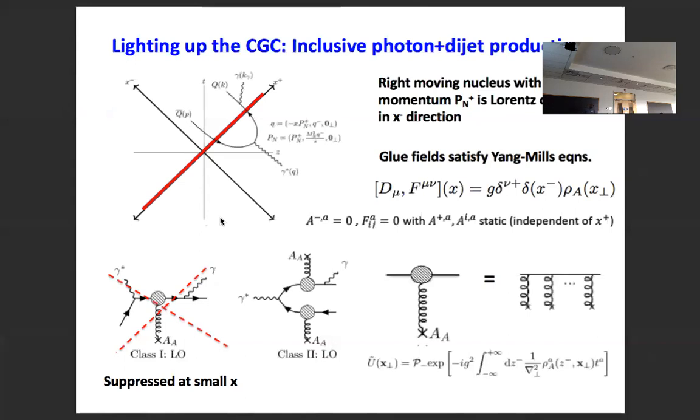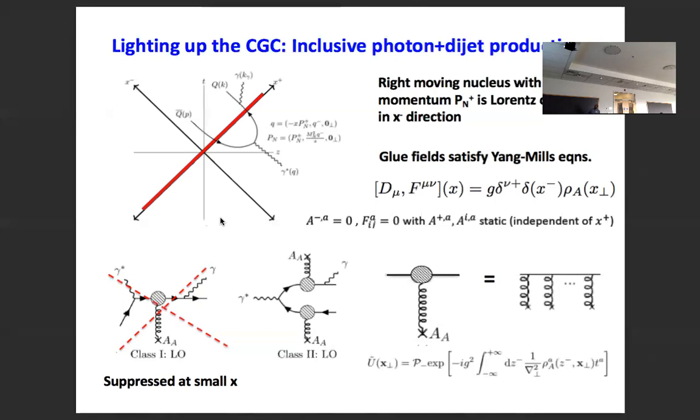Now, the gluon fields in this wave function satisfy the Yang-Mills equations. Because this nucleus is highly Lorentz contracted, there's one large component, it's Lorentz contracted in x minus. And there's a color charge density corresponding to large x sources to feed these small x components.